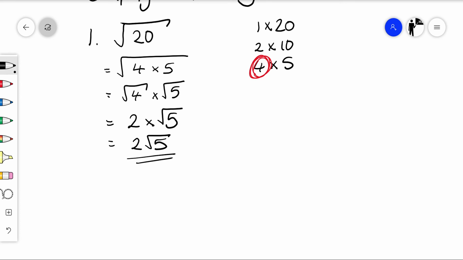Okay, for example, if you chose the option of root 2 times root 10, we don't know the square root of 2 and we don't know the square root of 10, so we can't simplify it any further. Okay, so that's why we chose the option that had a square number.